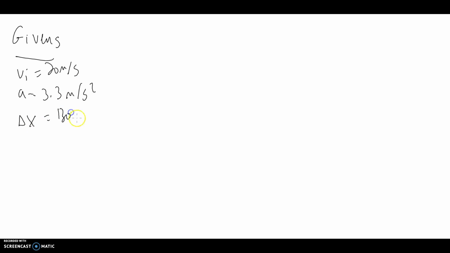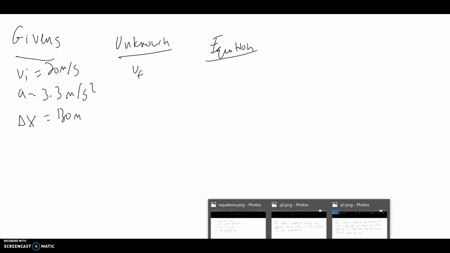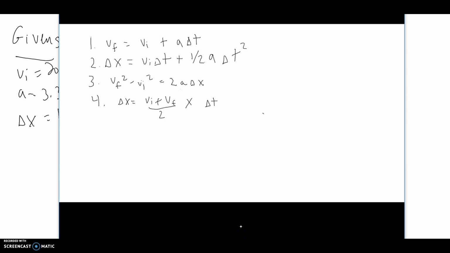Again, I'm just going to give it to you in the same format. So your givens are vi equals 20 meters per second, a equals 3.3 meters per second squared, and your delta x equals 130 meters, and your unknown is vf. Equation. Why don't you pause the video again quickly and look at these equations and figure out which one you need to use.